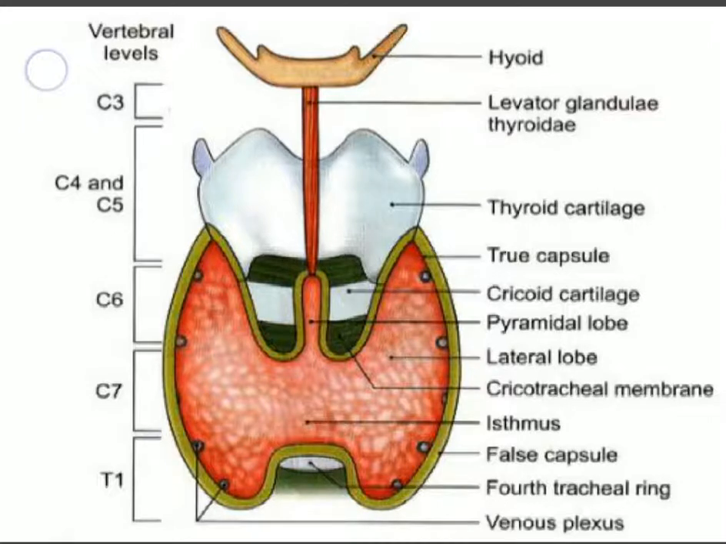So the upper part of the trachea is embraced by this gland, and each lobe of the thyroid gland extends from the middle of the thyroid cartilage to the fourth or fifth tracheal ring. That is the extent. And this isthmus, this portion, extends from the second to the fourth tracheal ring. So lobes extend from the middle of the thyroid cartilage to the fourth, fifth tracheal ring, and the isthmus extends from the second to the fourth tracheal ring.